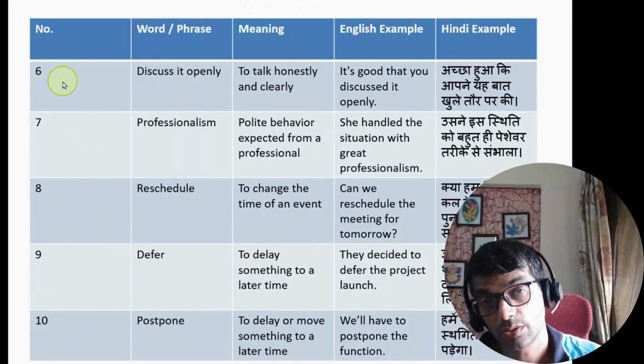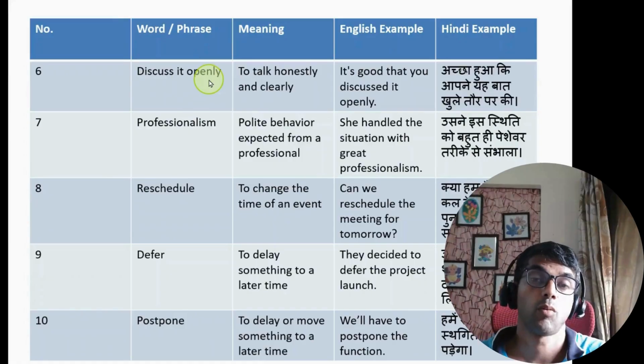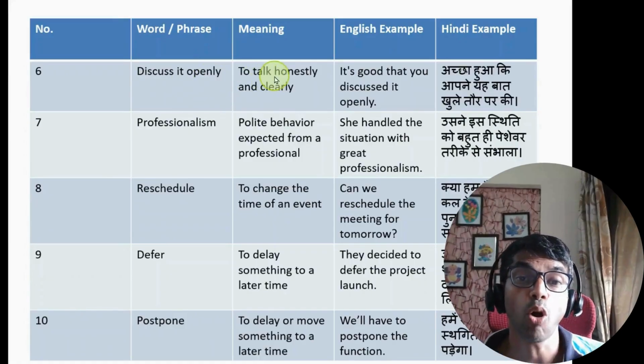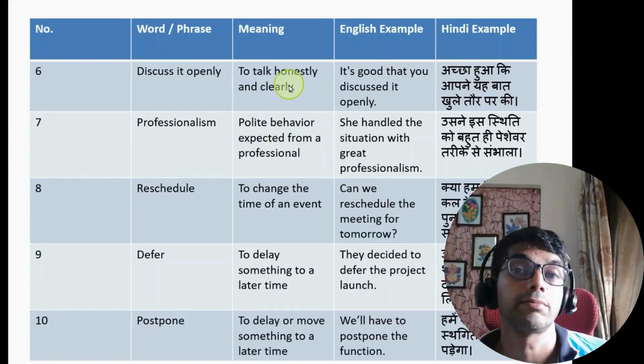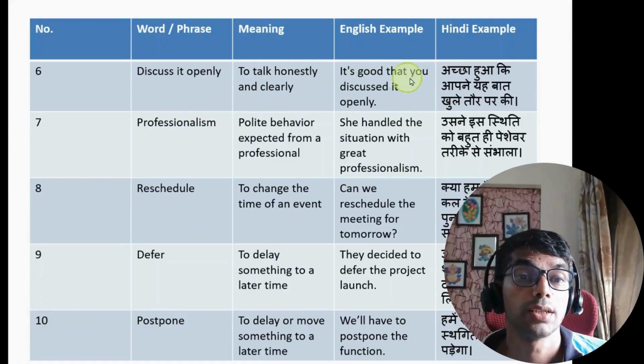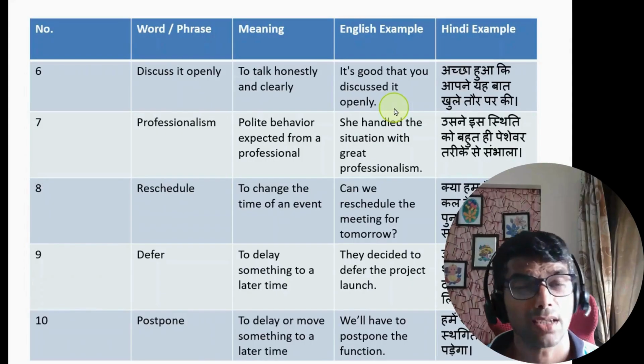sixth one, discuss it openly. What is its meaning? To talk honestly and clearly. Discuss it openly. It's good that you discussed it openly. So now how is it used?